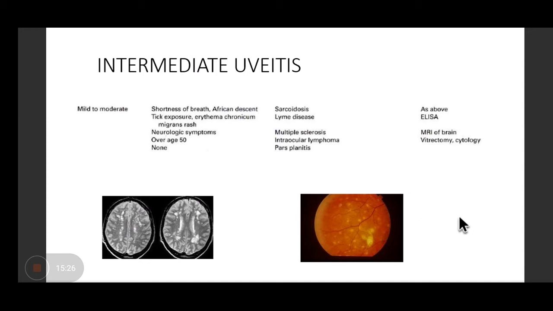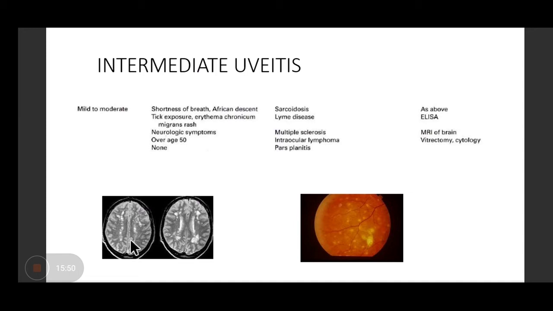Then tick exposure is very important, especially in the West. You have to investigate for Lyme's disease. ELISA is the main investigation for that. If the patient has any neurological symptom with the intermediate uveitis, multiple sclerosis has to be ruled out, so you will investigate with an MRI. These white plaques seen in the MRI brain are confirmatory of multiple sclerosis.